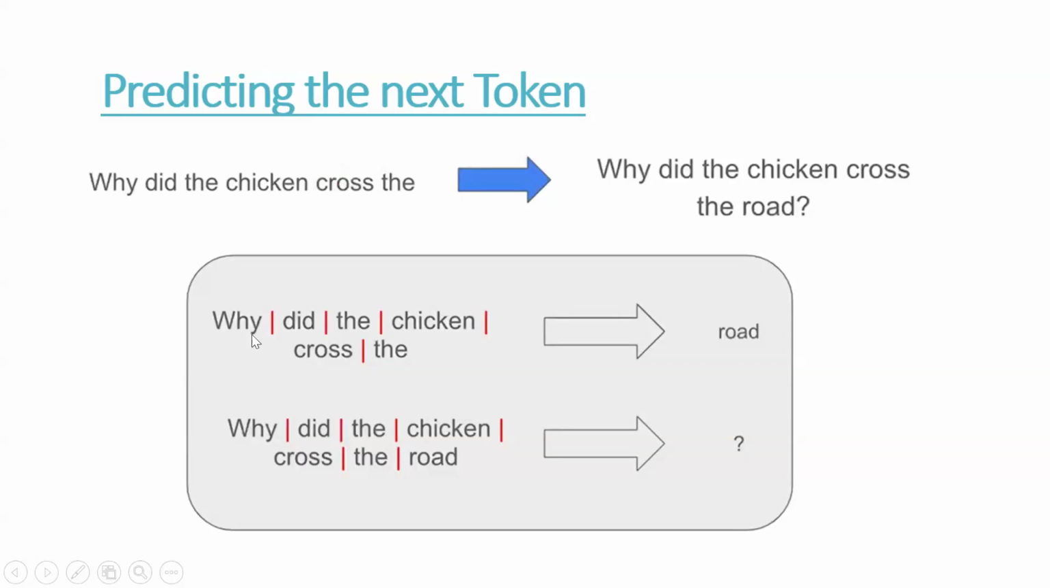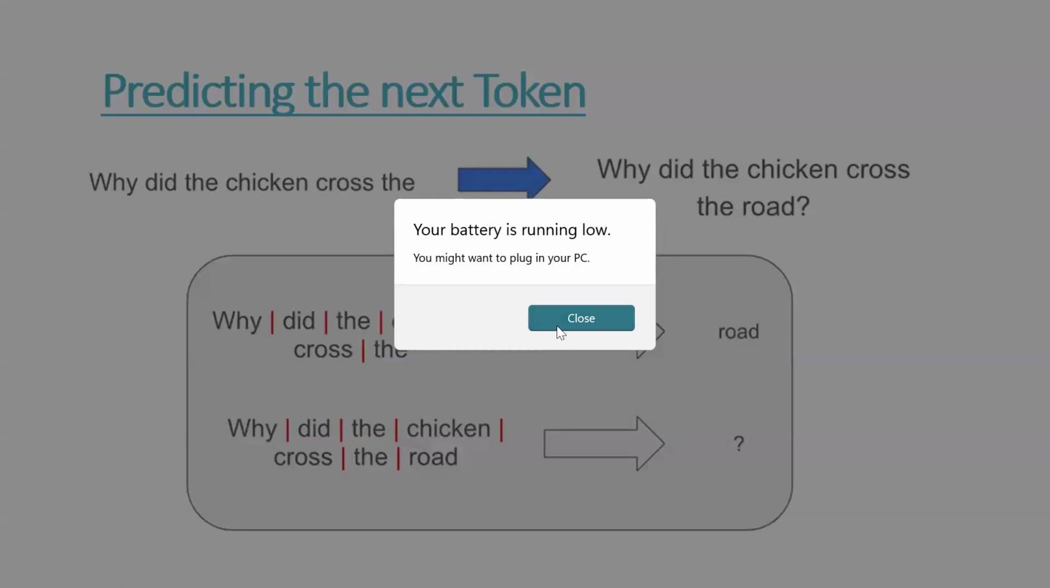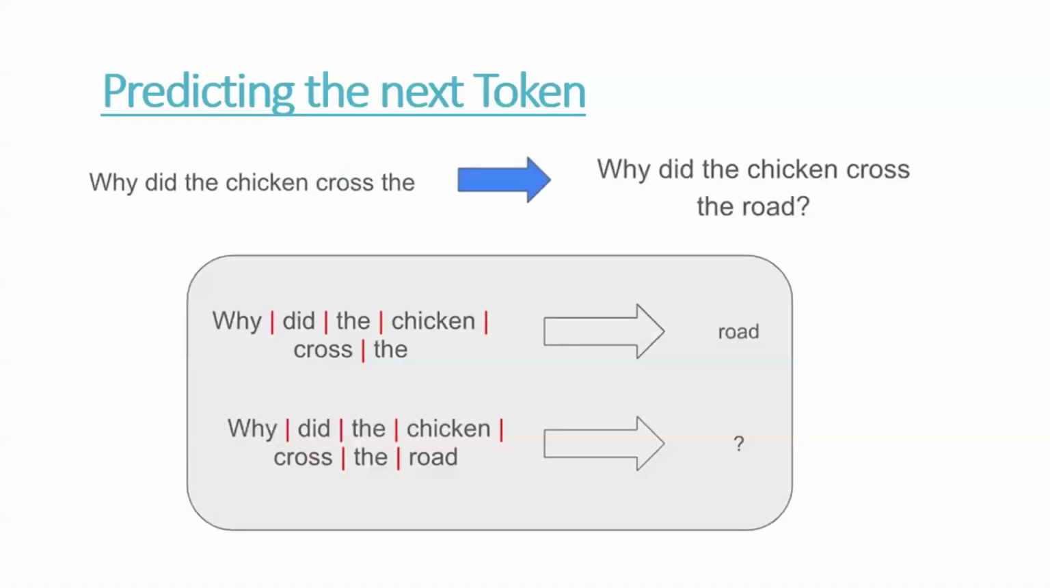First of all, it will split my entire sentence into different tokens, and each token may not be one exact word. One word can be split into two different tokens. It depends on the tokenizer. It may be that "chick" is one token and "en" is another token. Anyway, this sentence is split into different tokens, and those are passed into my neural network.